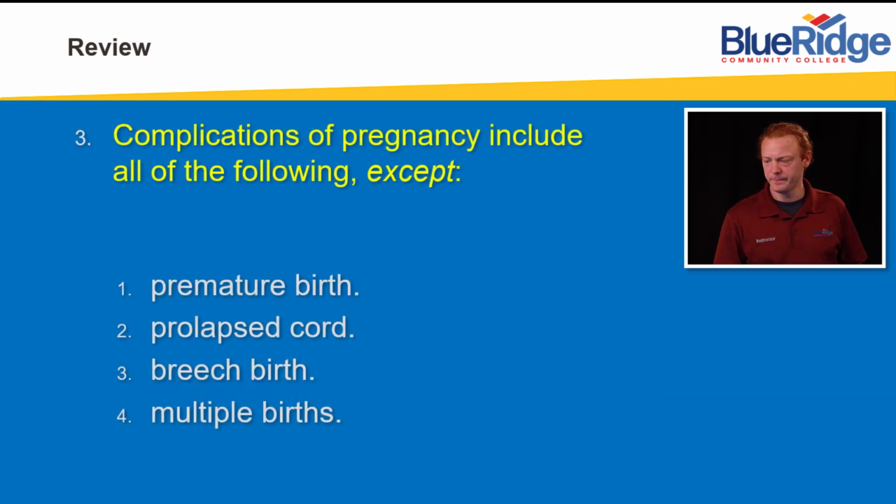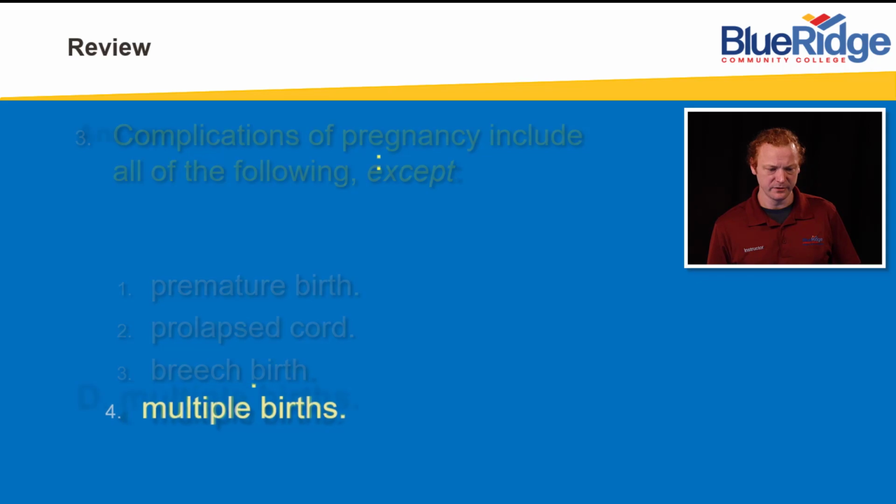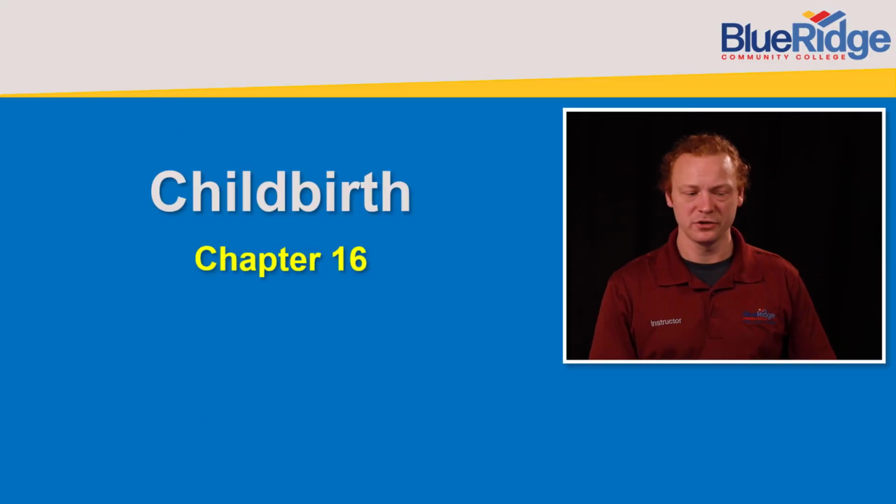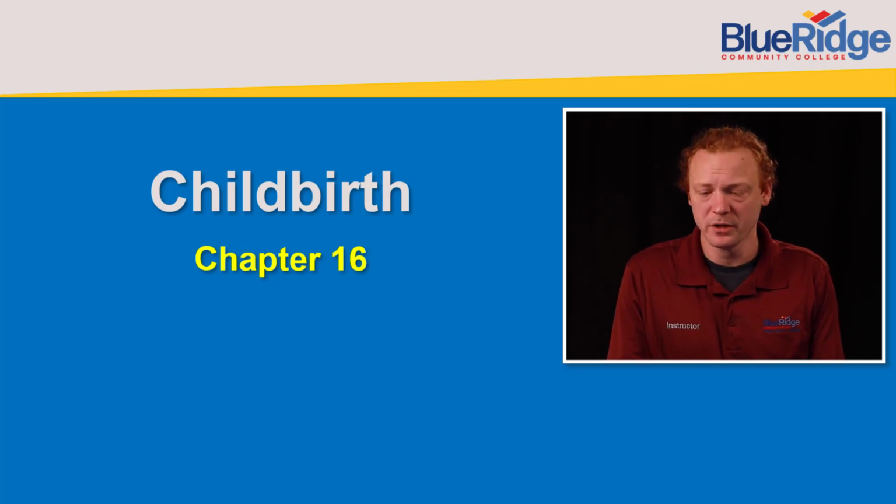On to question 3. Complications of pregnancy include all of the following except: 1, premature birth, 2, prolapsed cord, 3, breech birth, or 4, multiple births? And it's going to be 4, also known as D, multiple births. While some folks may consider this to be a problem, this is actually pretty normal, and the second birth should repeat the first birth.